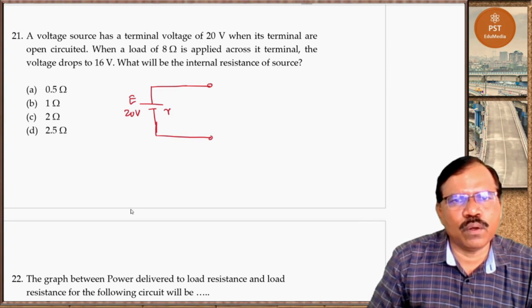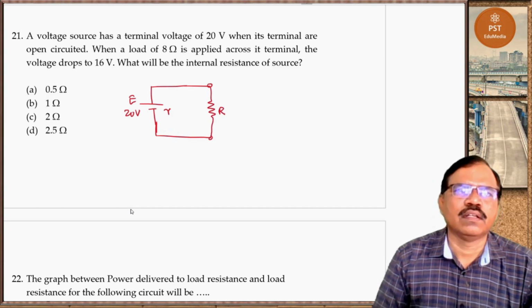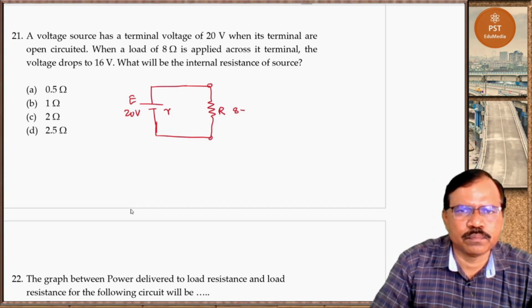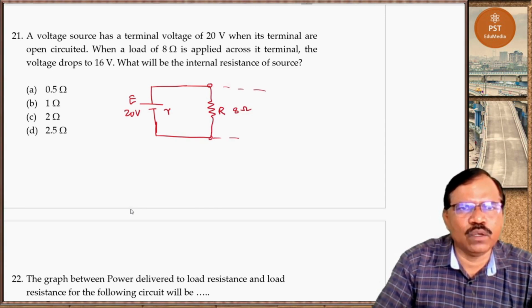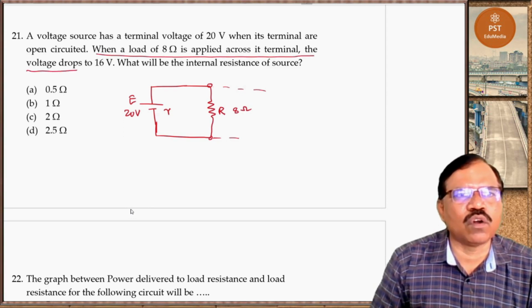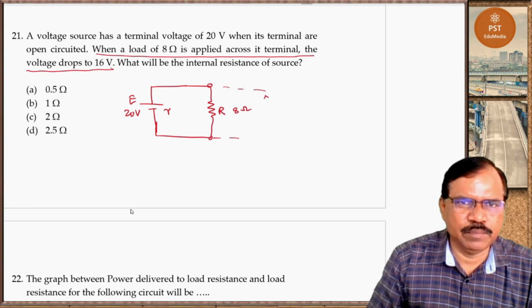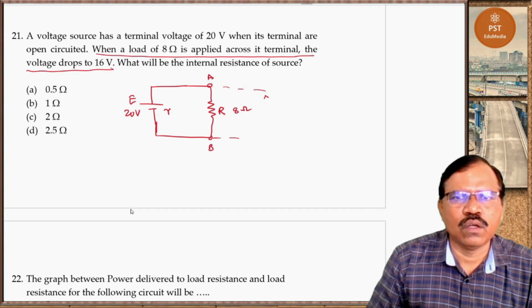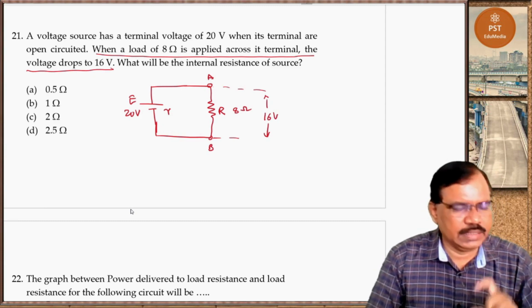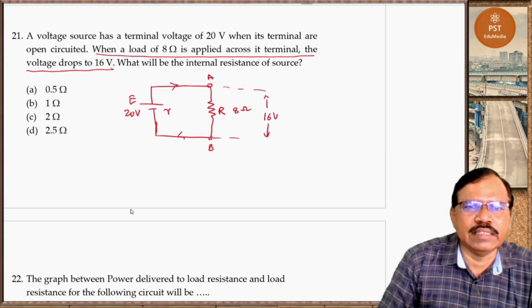Now when R, that is 8 ohm, is applied here, you will get voltage across this. Means when a load of 8 ohm is applied across its terminals, the voltage drops to 16 volt. Means between A and B, you will have how much? 16 volt. When there is no load resistance, it is 20 volt. So we have to find internal resistance.